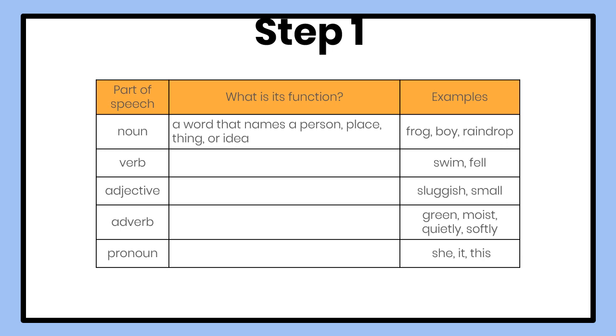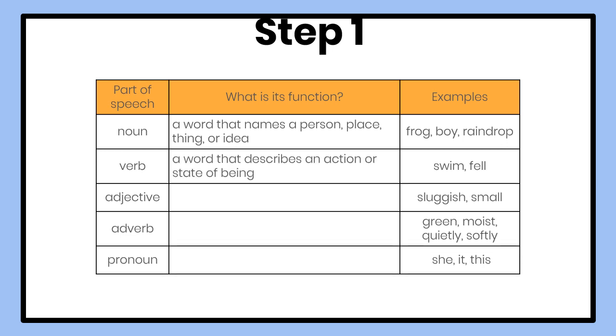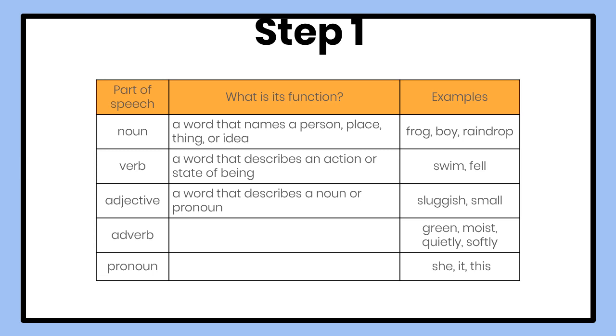What is the function of a verb? That's right. A verb is a word that describes an action or state of being, like swim or fell. Who remembers what the function of an adjective is? An adjective is a word that describes a noun or pronoun, like sluggish or small.